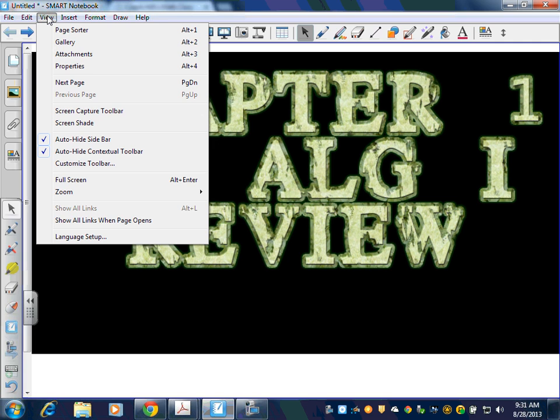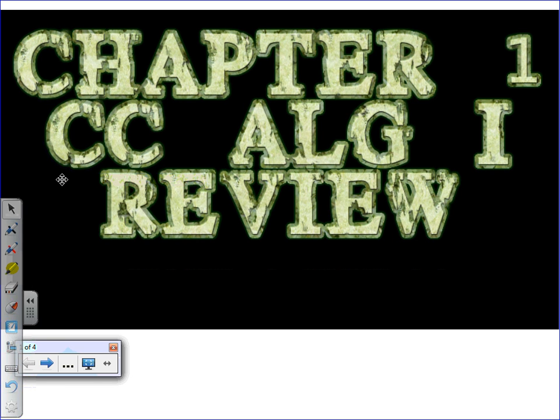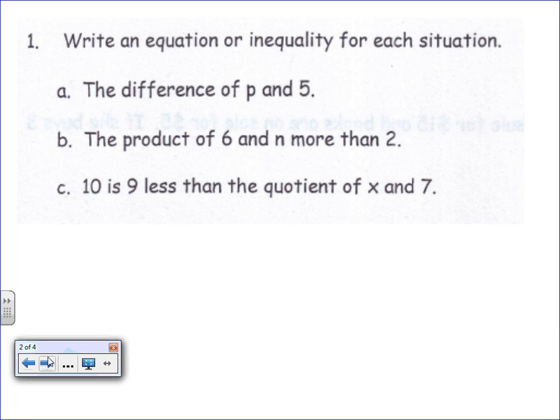Okay. Yesterday you got a review. That review looked like this. It says write an equation or inequality. The difference of p and 5. Remember, the difference means what? Subtract, so the difference of p and 5 would just be p minus 5.